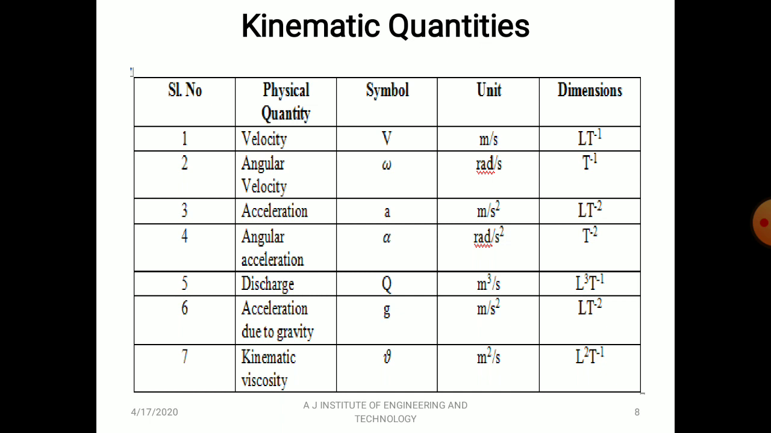Then kinematic viscosity. There are 2 types of viscosity. First of all, we have to know what viscosity is. Viscosity is resistance to flow. The first type is dynamic viscosity, the second is kinematic viscosity. The unit of kinematic viscosity is meter square per second, so the dimension becomes L square per T, or L square into T to the power minus 1. So these are the kinematic quantities.